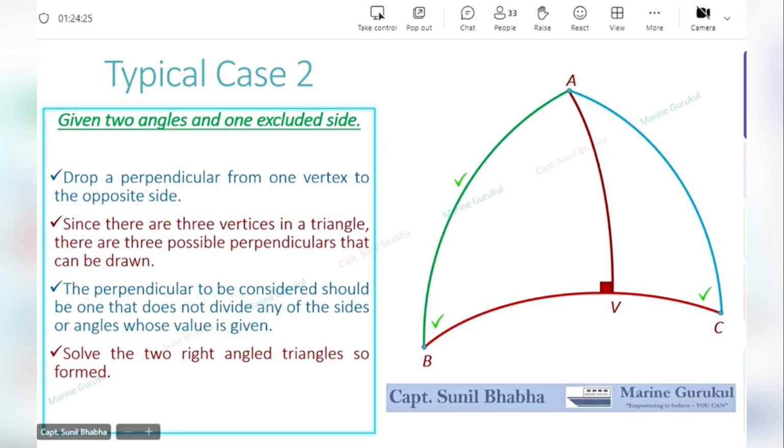Sir, one more thing. And since we are dropping it, do we have to put a comment saying we are taking the vertex or something? No, you just write there that we are dropping a perpendicular from A to side BC. That's it. Okay, sir.